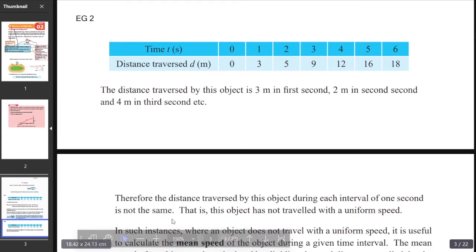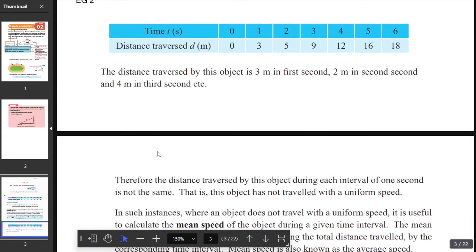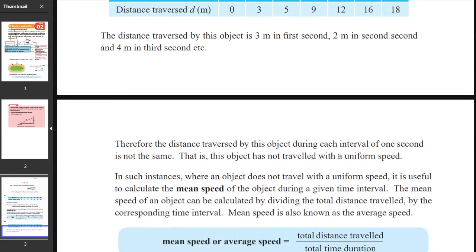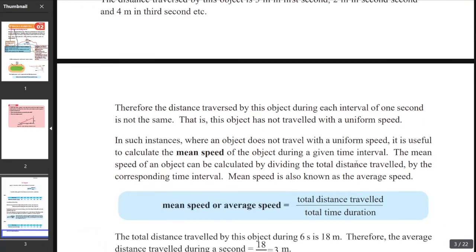Okay, like that. Therefore, is the distance traversed by this object during each interval of 1 second the same or not? Answer please. Can any of you answer? Same. Oh, not the same. Very quickly you want to calculate. Not the same. Good. That is, this object has not traveled with a uniform speed, isn't it?